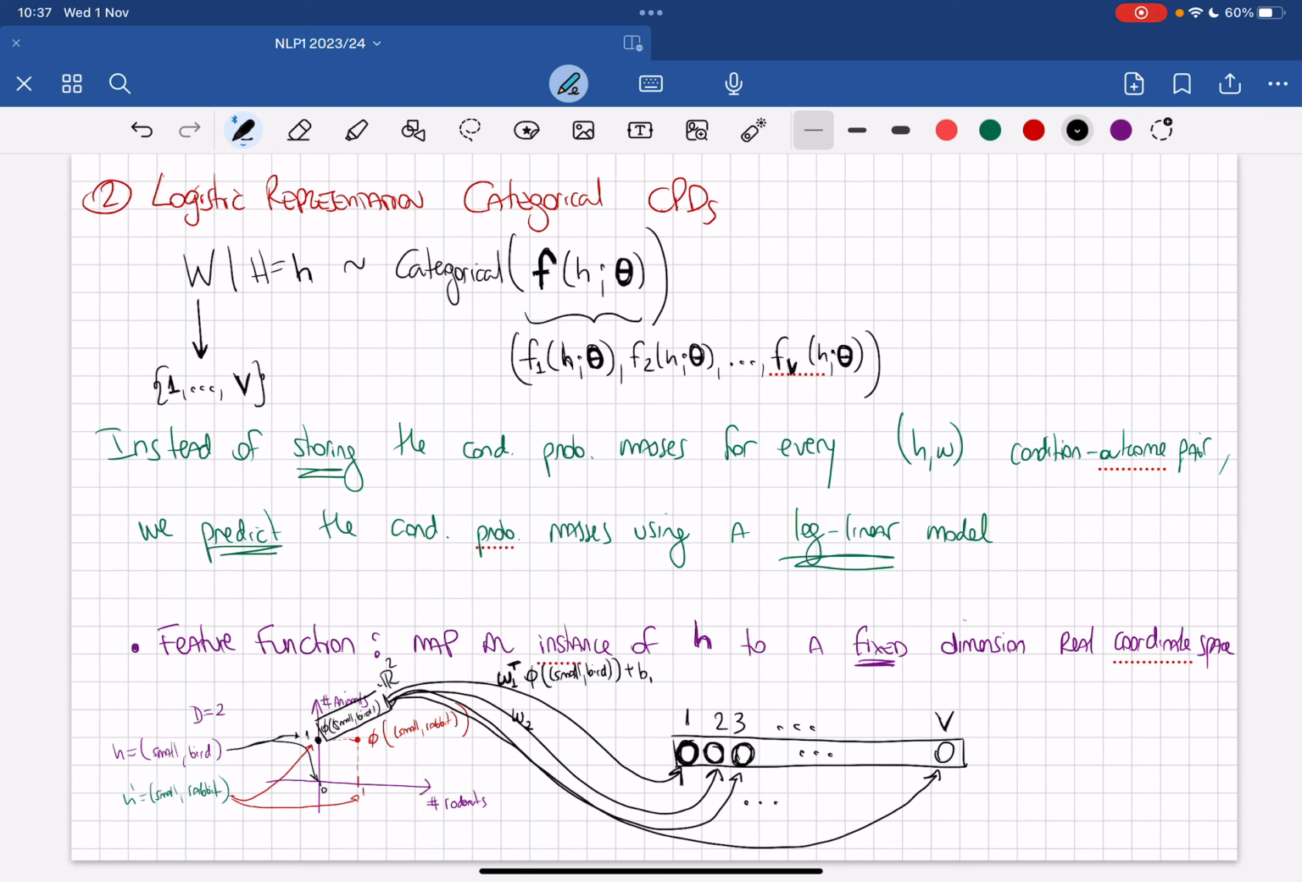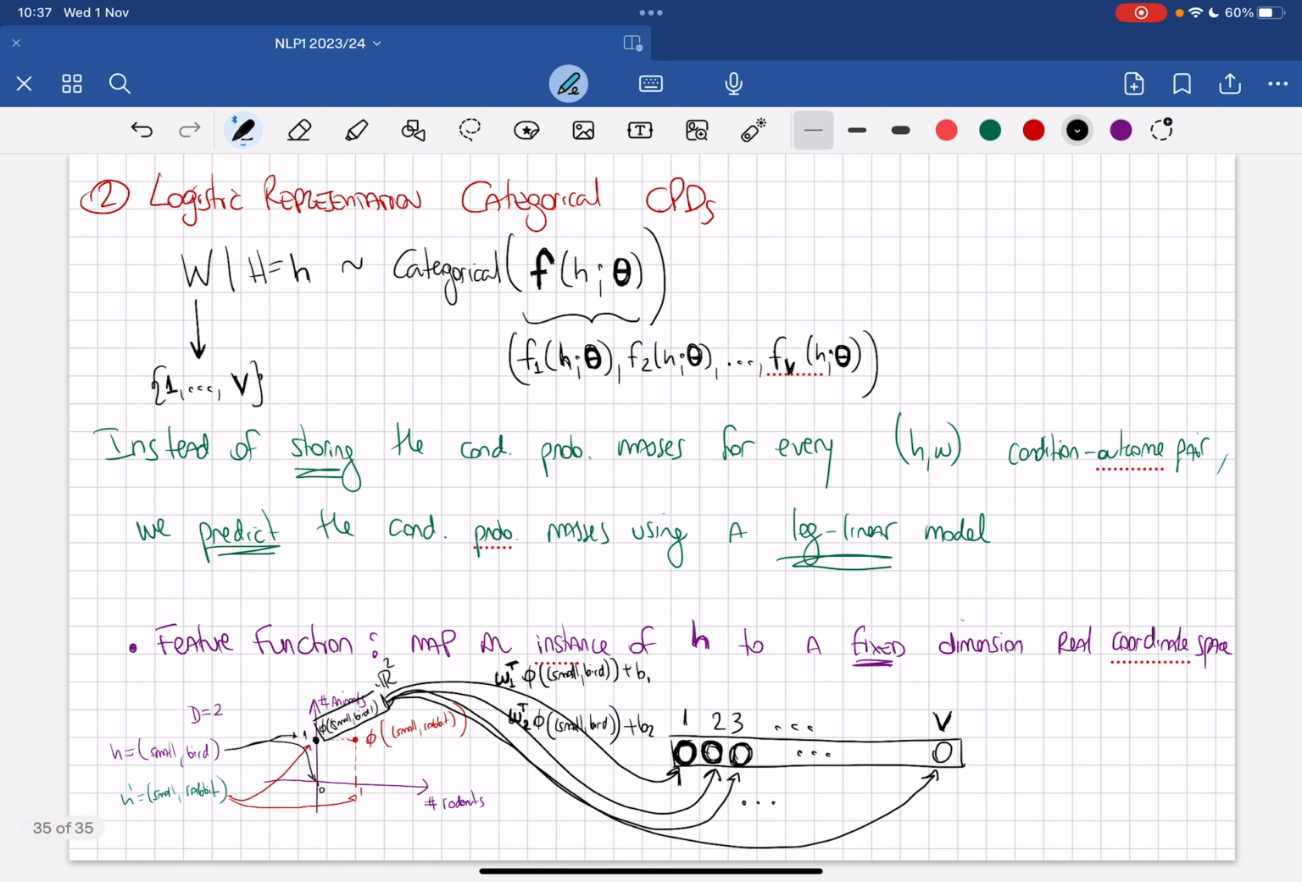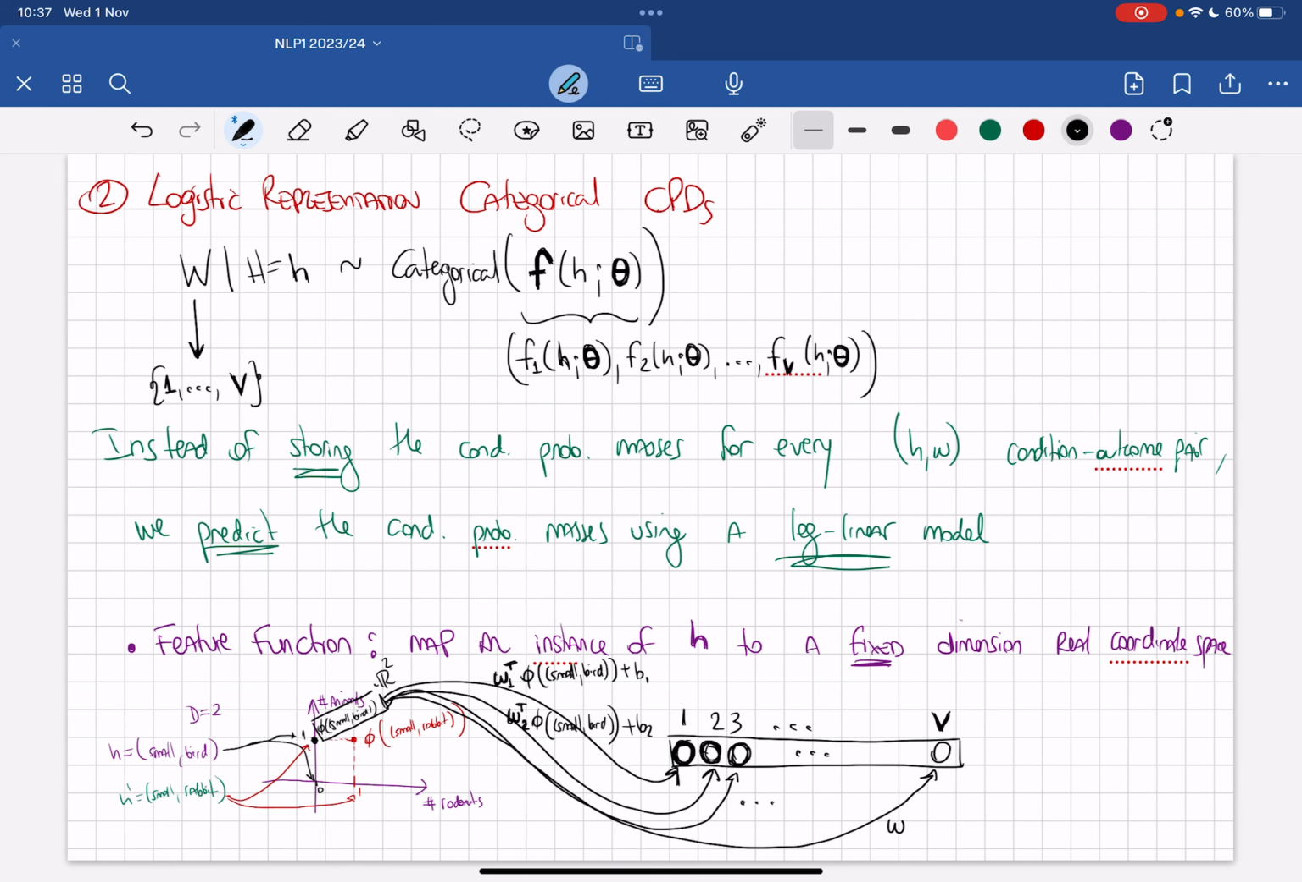And I can do the same thing with a different parameter vector, W2, and a different bias, B2, and obtain the second coordinate of this other vector. And I can do that for each and every one of the coordinates of this output vector. So for the last coordinate, I would be doing something like W_V transpose small bird plus B_V. Maybe I should write it here: my feature function is d-dimensional.